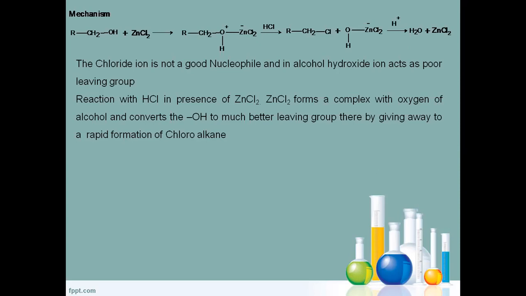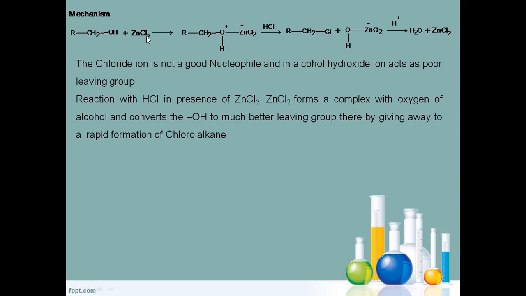So in alcohol, the oxygen of the OH group contains a lone pair of electrons. These lone pairs are donated to the vacant orbitals of the zinc. Zinc contains vacant d orbitals, and these accept the lone pair of electrons from the oxygen and form a complex like this. Here, zinc is accepting an electron, so it acquires the negative charge, and oxygen is losing the electron, so it acquires the positive charge.